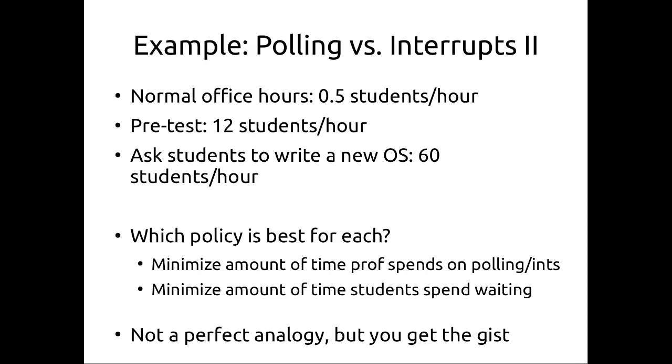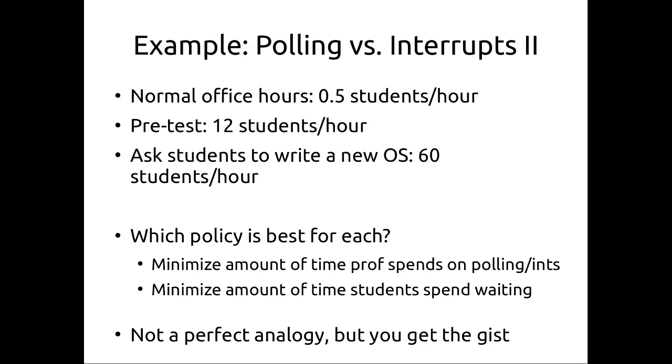So it's double the overhead, again, for interrupts, but the student latency you might think of as being much better, because immediately when a student arrives, they could get let in if that's the policy. So the latency is drastically better for interrupts, but the overhead is worse. So this pre-test scenario is a case where polling is better if you consider the overhead on the professor, but polling is worse if you consider the latency per student.